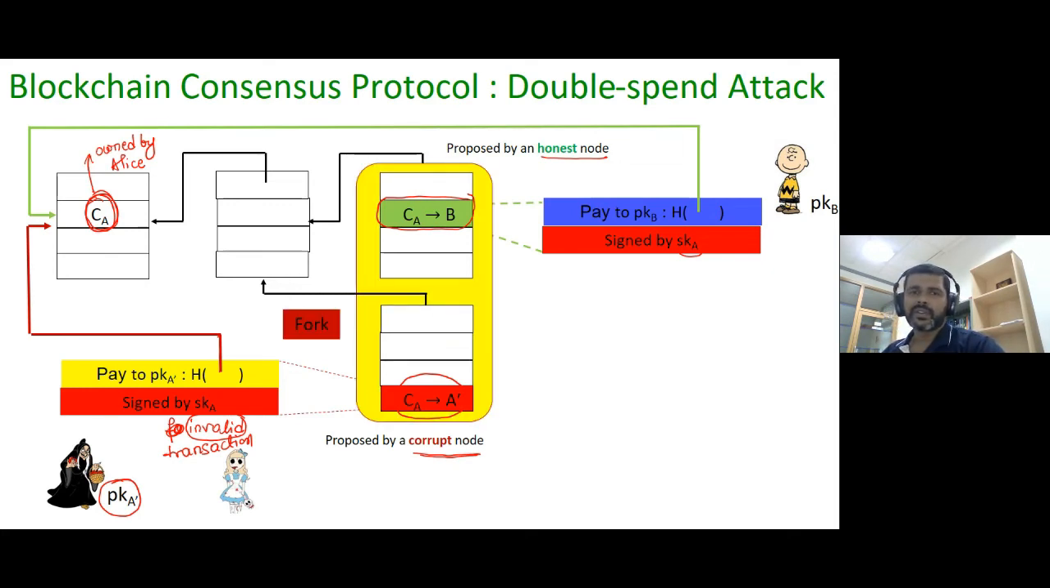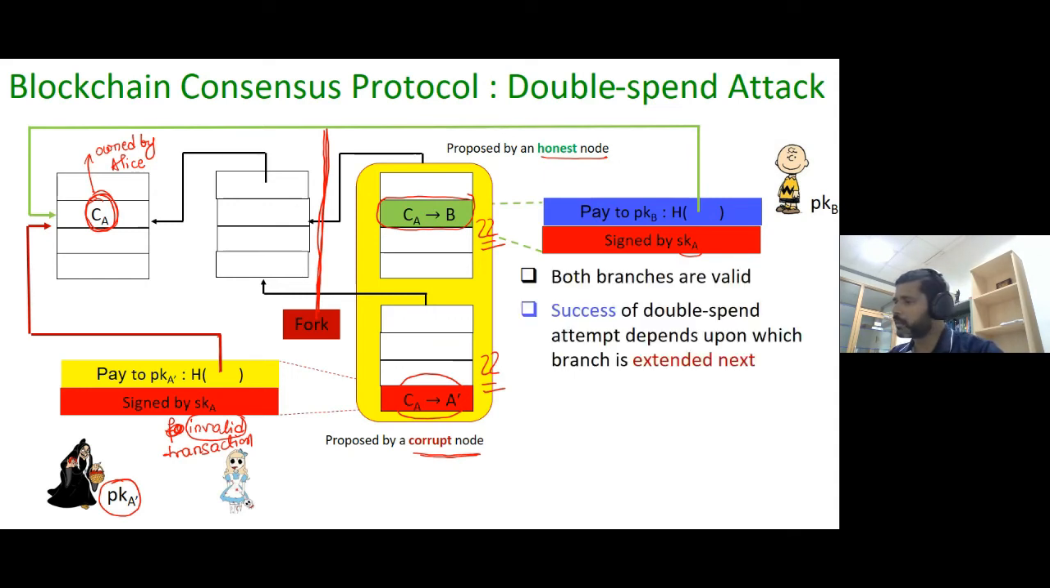Now, if such a situation happens, then in the terminology of Bitcoin, we say that a fork has happened. Why has a fork happened? Because up to this point, everything was fine. But here now we have two different branches coming out. In one branch, we have a transaction where coin CA got transferred to Bob has been approved. Whereas in another branch, we have a transaction that the same coin being transferred from CA to A prime is getting approved. And now we don't know what to do, whether to treat this as a valid block or whether to treat this as a valid block. We don't know. Okay, because both branches are valid.